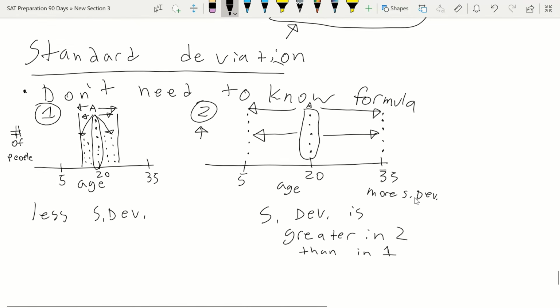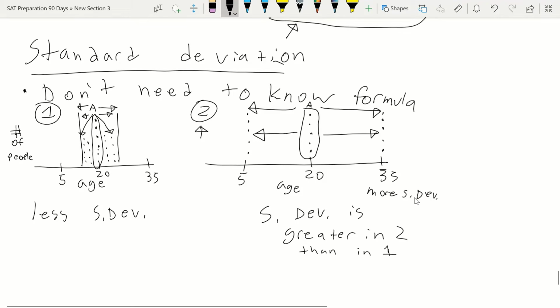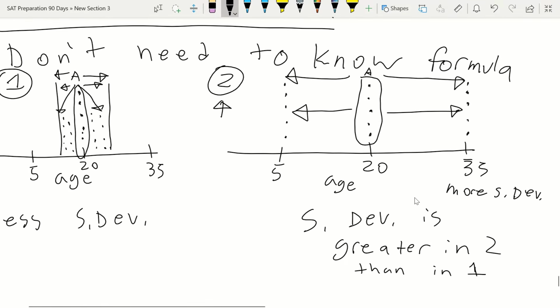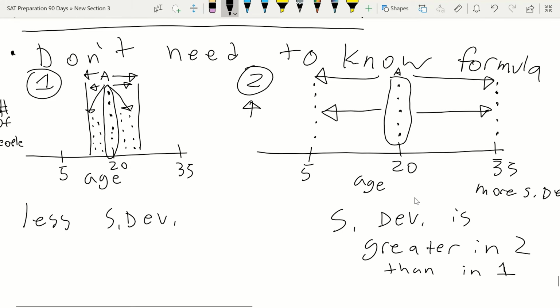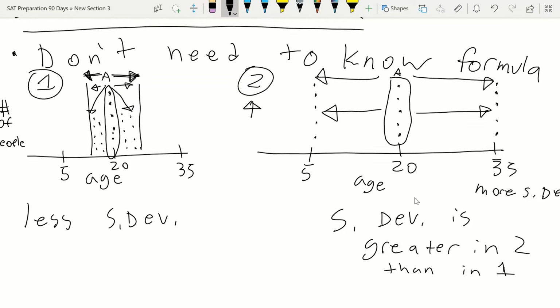All right, and then the last part we had for statistical analysis was standard deviation. You didn't need to know the formula for this, but you needed to understand it as a concept. If we look at our two plots of data here, if we were asked for the one with less standard deviation, we know that it would be number 1, because the deviation from our mean, or our average, is much less than the deviation from our mean in plot 2. Plot 2 has a greater standard deviation.